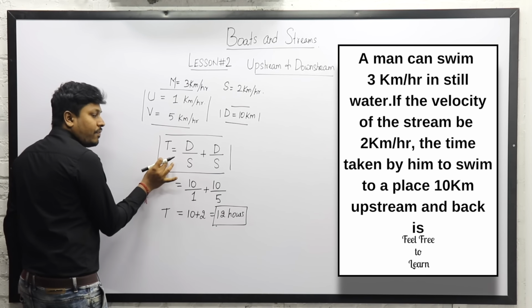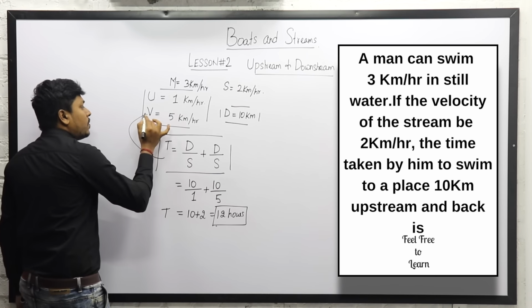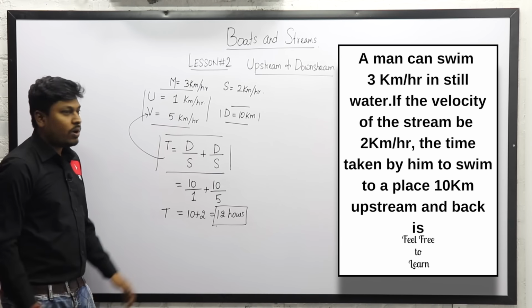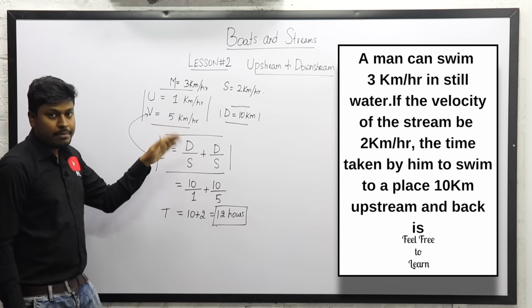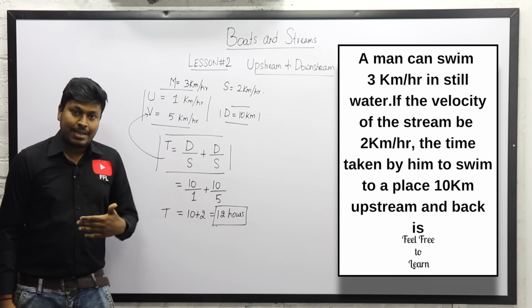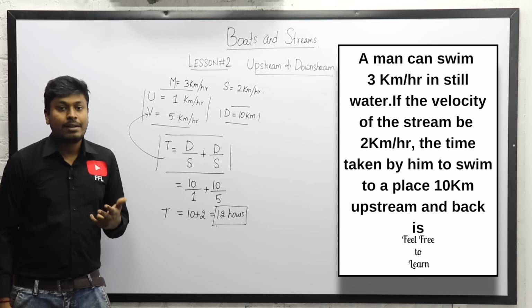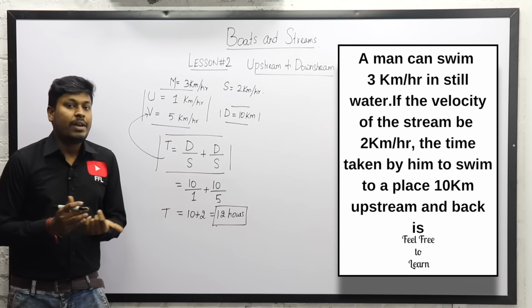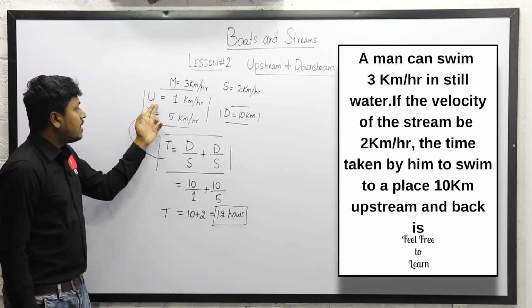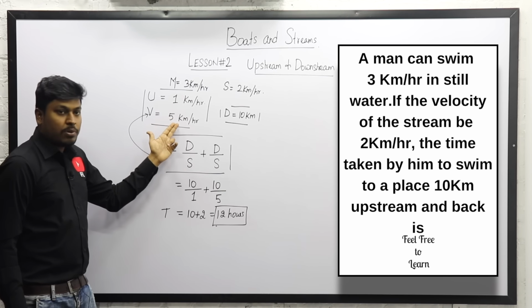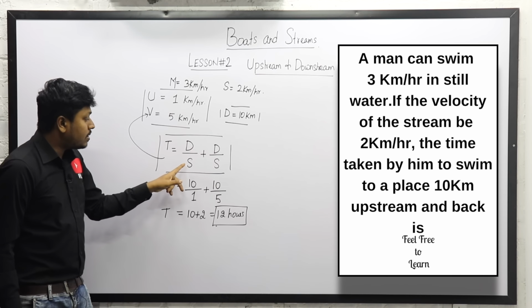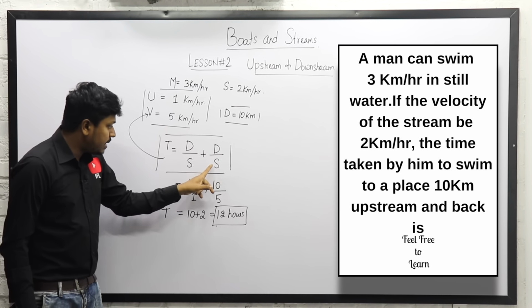How I wrote this formula, and how I found upstream as well as downstream, is what we learned in the introduction part. B minus S, then B plus S. If it is upstream, we subtract both the speeds. If it is downstream, we add. That's what I have done here: subtracting both the speeds, adding both the speeds. Finally, we found the upstream speed and downstream speed.